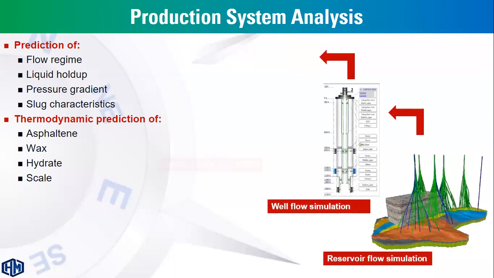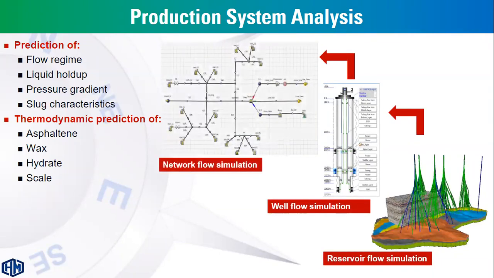So, as mentioned, we have three major parts: the subsurface, or reservoir part, which means we have reservoir fluid simulation. The second part relates to the wellbore and completion design and production tubing, which means we have well flow simulation. The last part is the network flow simulation, controlled by the surface production network and the production constraints and limitations.